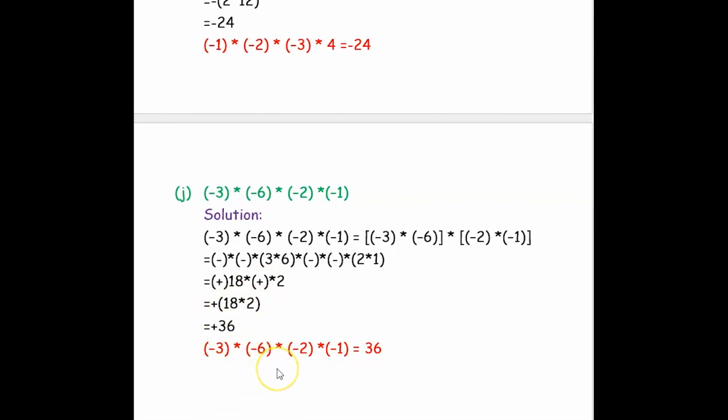Hope you have understood how to multiply the integers using the properties of integers.